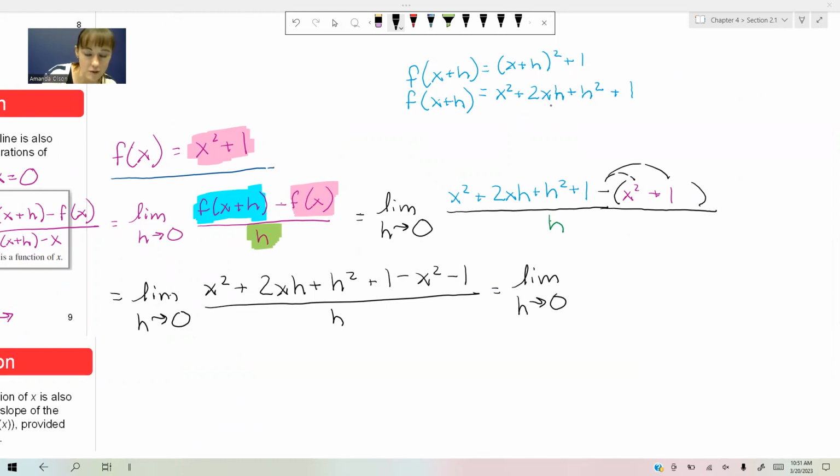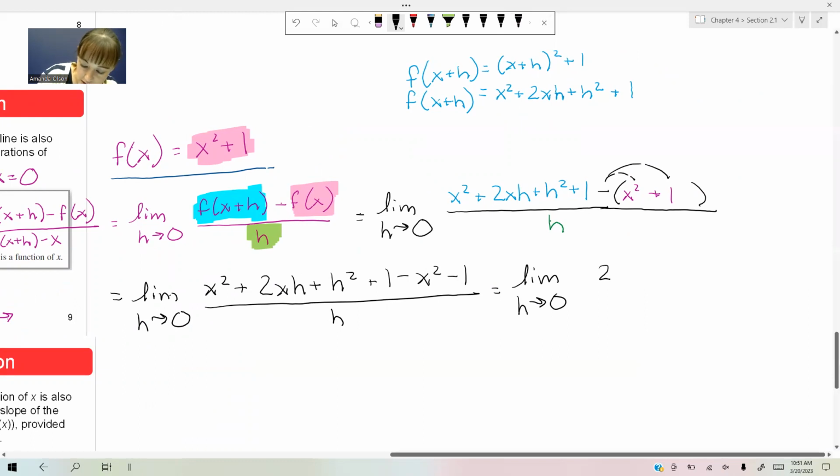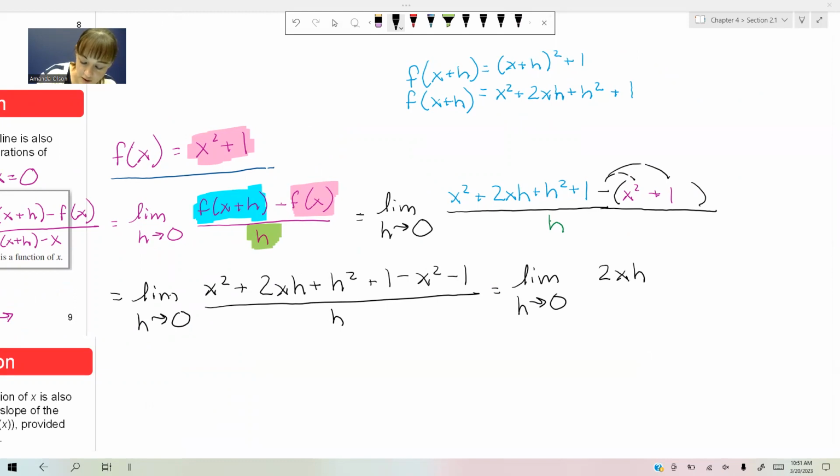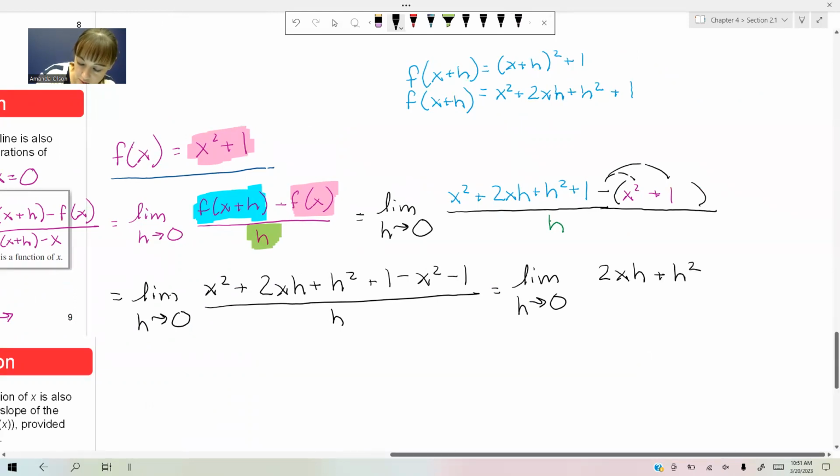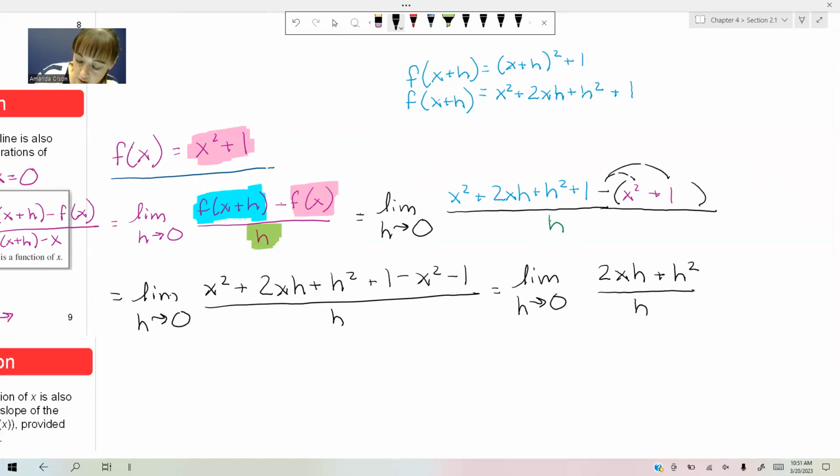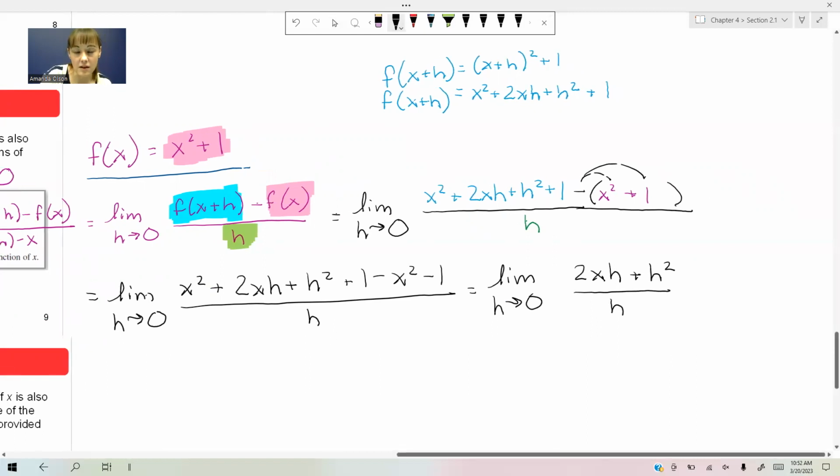X squared minus x squared, that's a 0x squared. We have 2xh, no like terms with it, so it stays there. We have an h squared with no like terms. And then we have +1 and -1 that are like terms. They combine to give us 0. So then we have all of this over h. This next step you can then factor out.